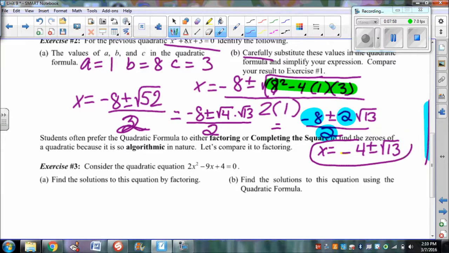Okay? So it says, students often prefer the quadratic formula to either factoring or completing the square to find the zeros because it is so algorithmic in nature. Algorithmic means it follows a process consistently over and over and over again. It's plugging into a formula. You guys are good at that. It's like a recipe that's right there. Okay?